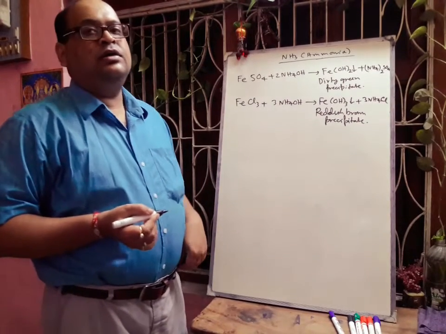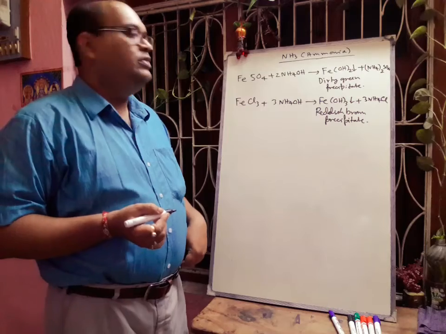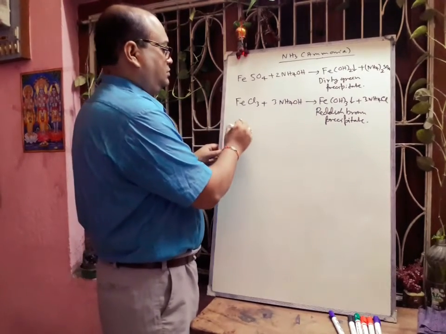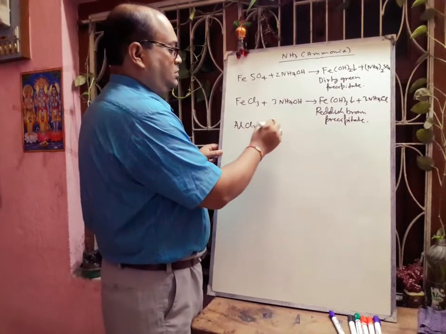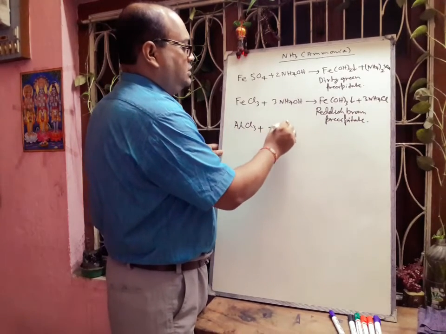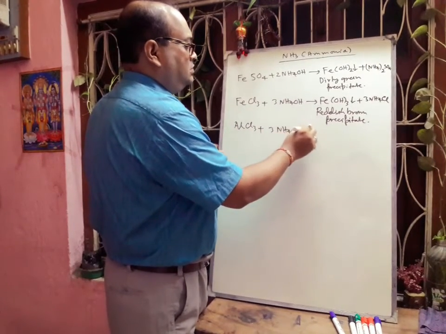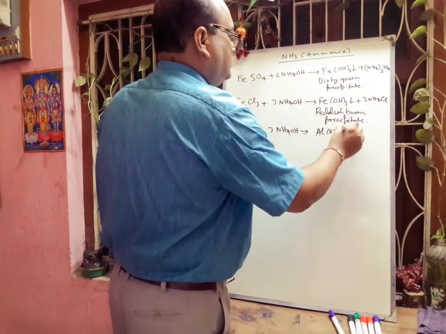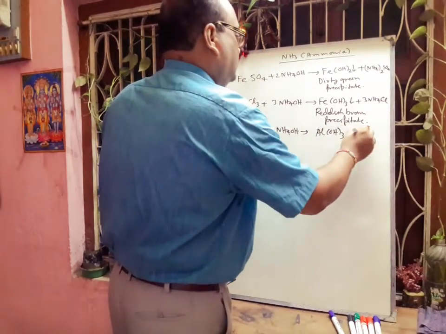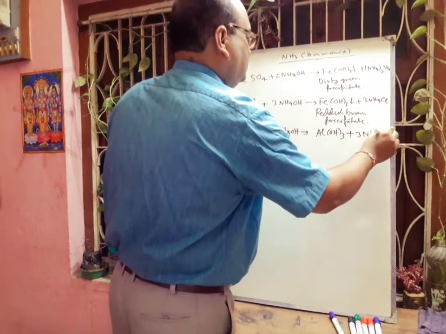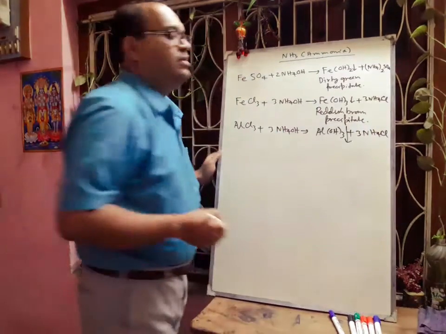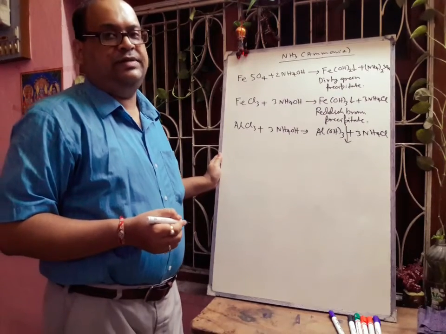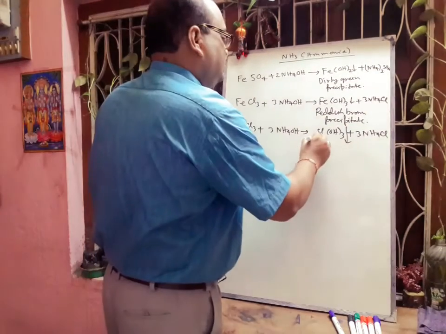Next, if we take the aluminium salt, aluminium chloride, we add ammonium hydroxide, then there will be formation of aluminium hydroxide plus 3 NH4Cl. So we know that aluminium hydroxide is a gelatinous PPT, white gelatinous PPT. So here you have to write white gelatinous PPT.